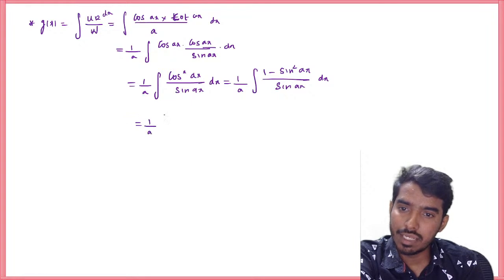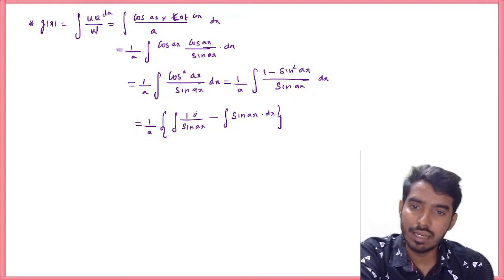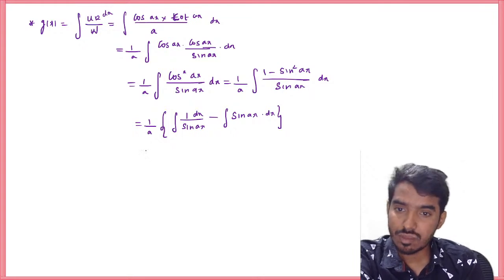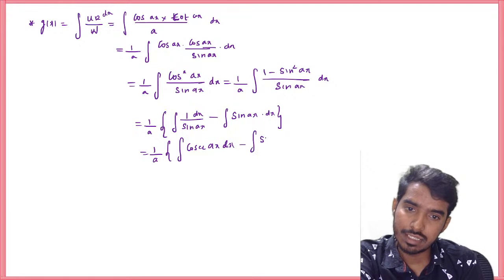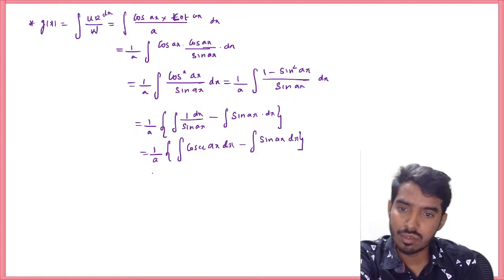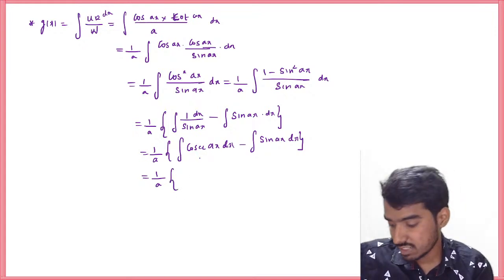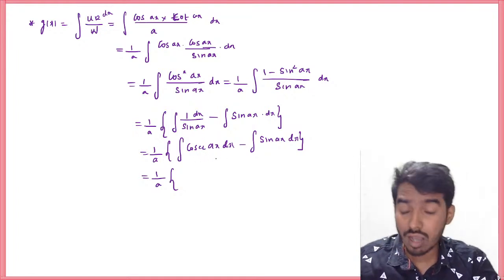Now this is 1 by a. So if I divide separately, we will have 1 by sin ax minus integration of sin ax dx, right? So 1 by sin ax, and if we divide this, one sine will get cancelled. So 1 by a integration of cosecant ax dx minus integration of sin ax dx. So 1 by a, what about cosecant ax? What is the integration of cosecant ax? It is log of tan x by 2, right?